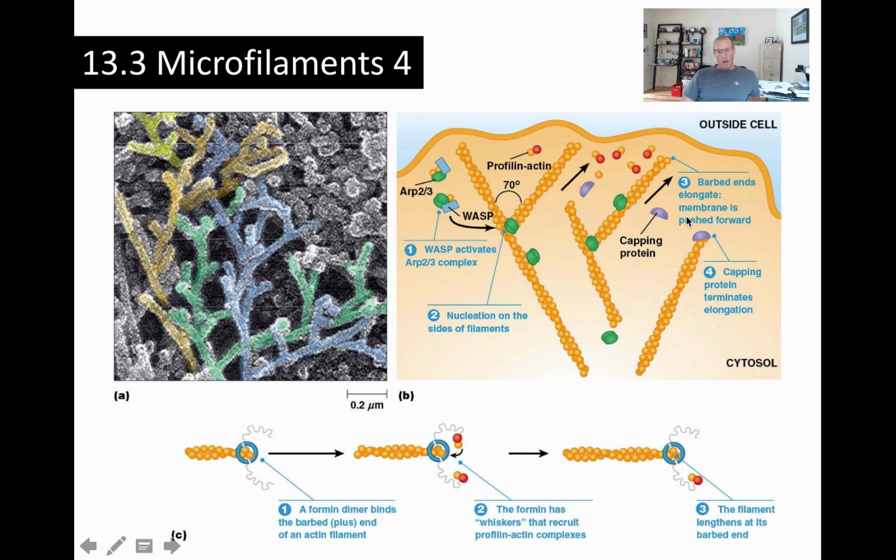Now, in some cases in the cell, we need very long actin microfilaments, and in that case, we can regulate the polymerization independently of this Arp2/3 complex, and that's under the control of a protein family called the formins. The formin will bind to the plus end, the barbed end of a filament, and it's got these little thread-like protein structures that can grab hold of profilin and an actin with ATP bound. Then as the actin gets added, the formin slides along the actin filament, stimulating polymerization.